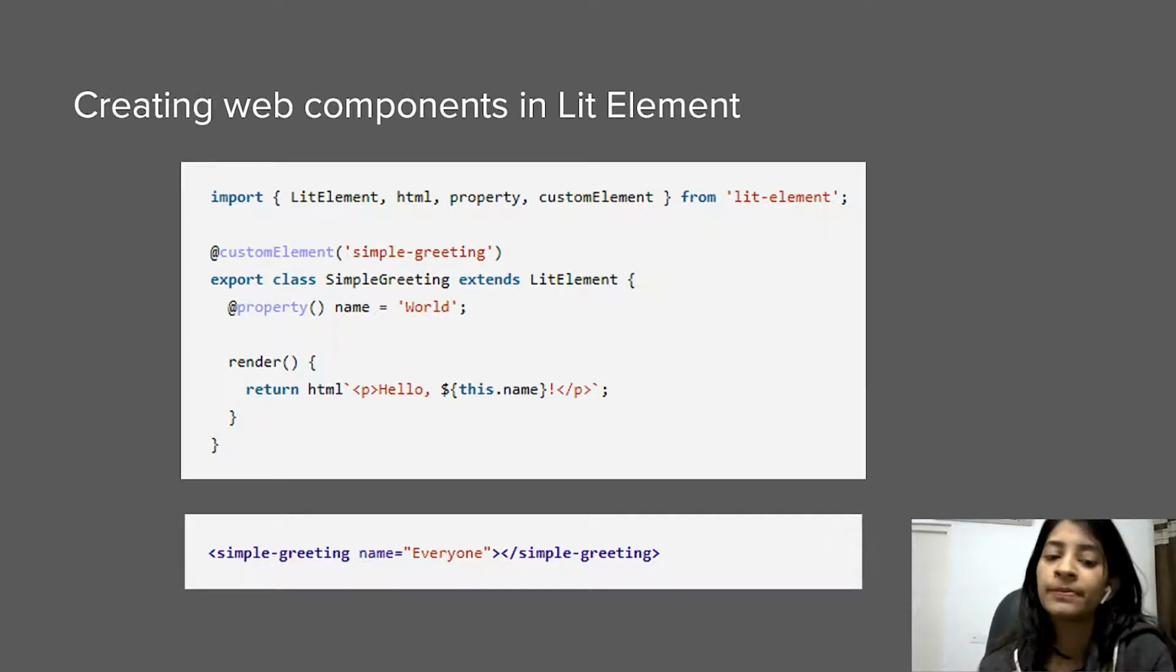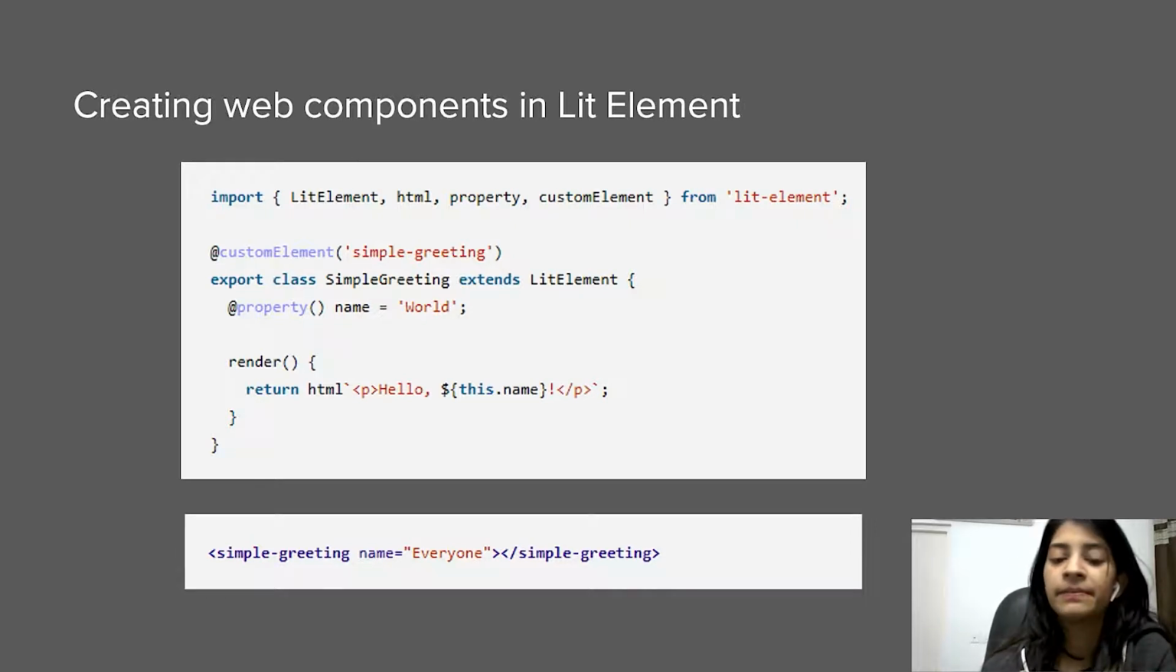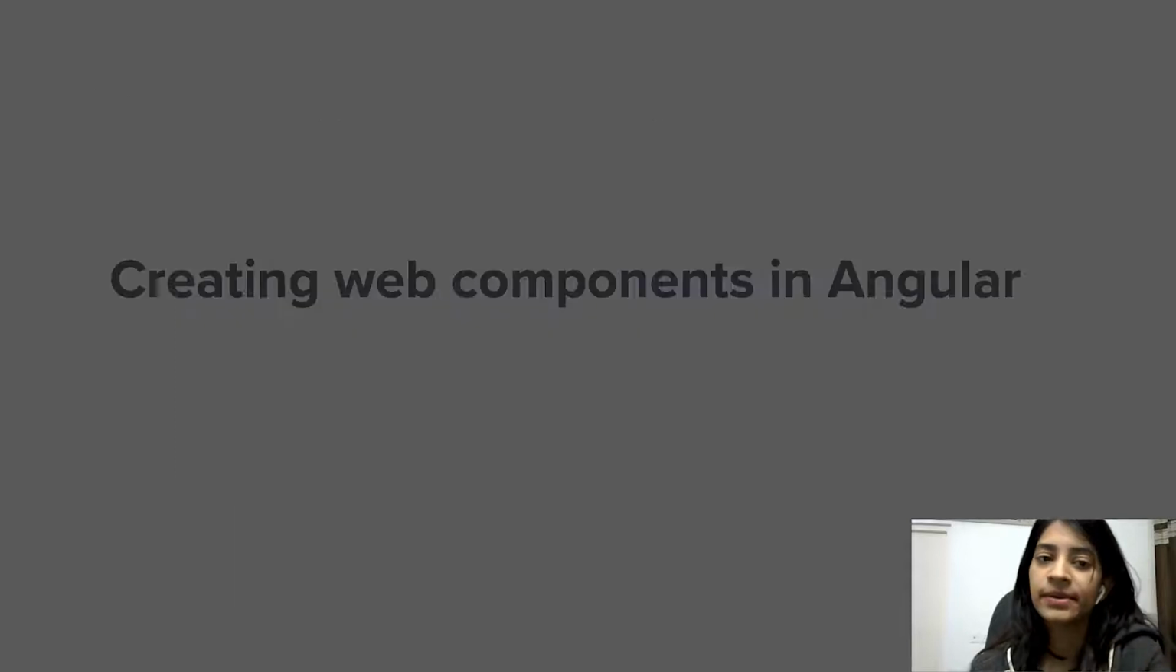So you use simple-greeting, as you can see in the second block, and then you have to pass the name property because that's the property binding that's happening in here. So instead of world, you pass everyone, and now the UI would say hello everyone instead of hello world, because now the name's value is everyone, which is coming from the place where you are using the simple-greeting tag, the custom element.